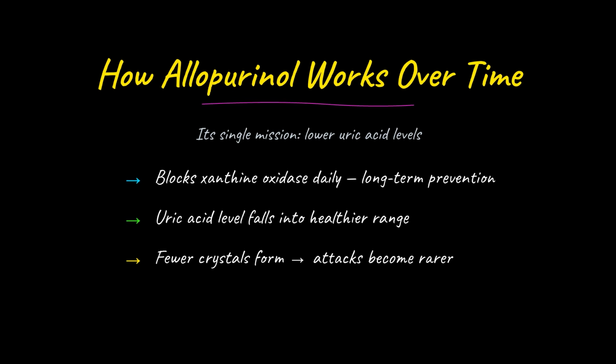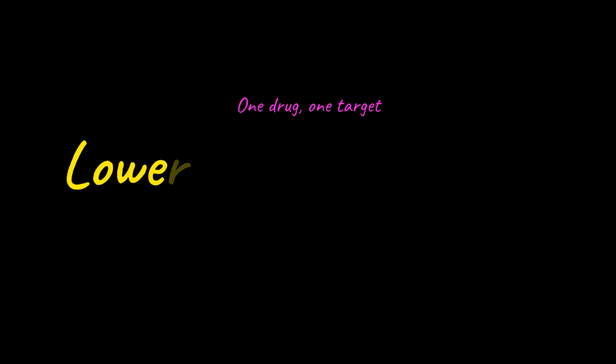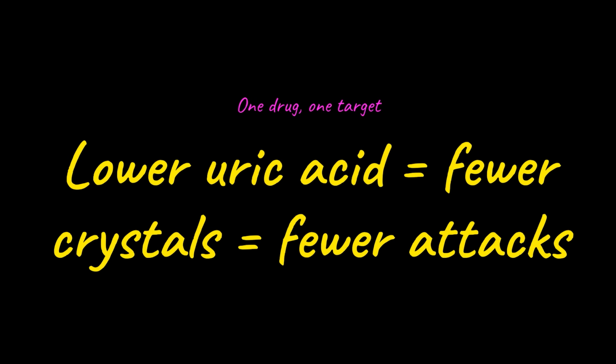The proof it is working is a measurable, sustained drop in uric acid on blood tests, paired with fewer and milder flares over time. Allopurinol has a single therapeutic mission: lower uric acid. It does not affect blood pressure, blood sugar, or heart rate. Anchoring on that one falling lab value is all you need to confirm the drug is doing its job.